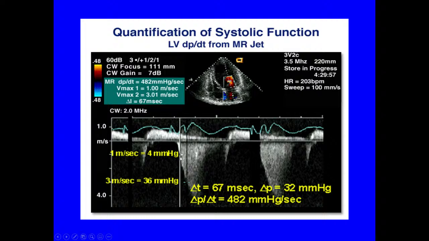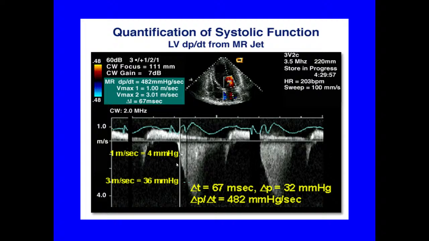And so we choose 2 points. One point where the peak velocity is 1 meter per second and another point where the peak velocity is 3 meters per second. That 1 meter per second by the modified Bernoulli equation translates to 4 millimeters mercury and the 3 translates to 36. So the difference between them is 32 millimeters mercury. The pressure has increased by 32 millimeters mercury between point 1 and point 2.